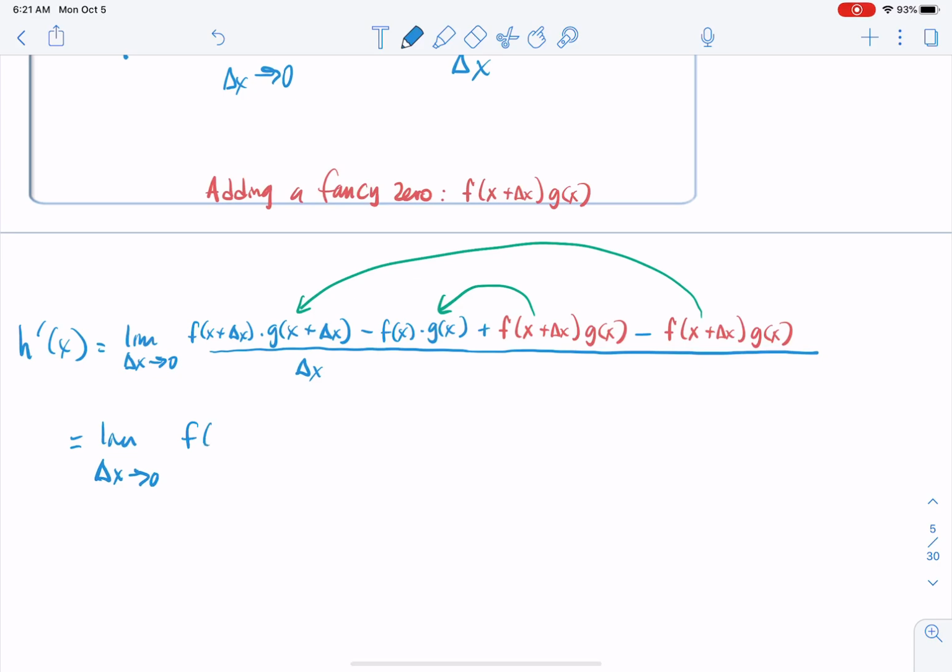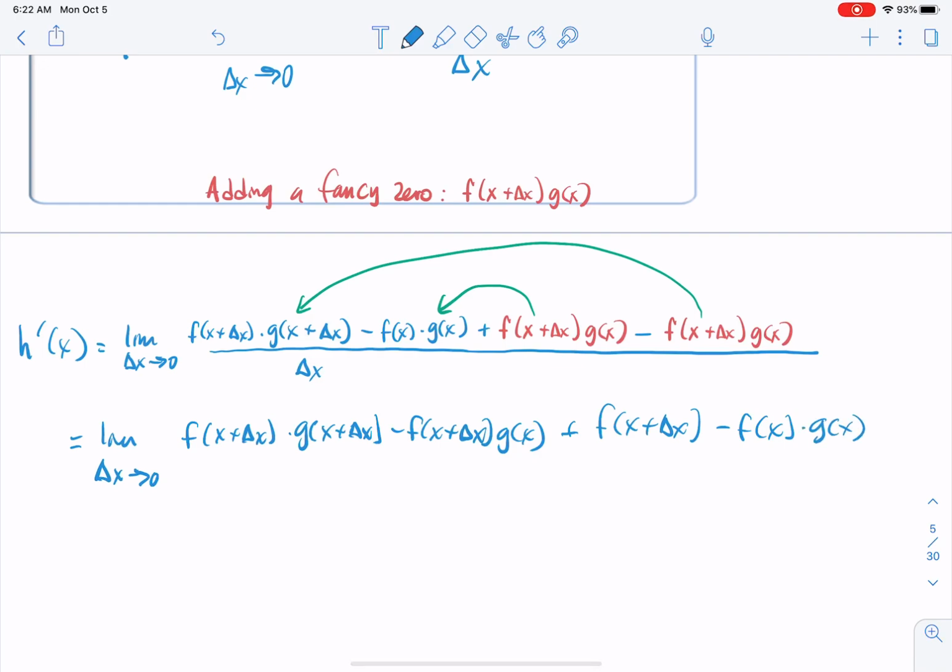All right, so I'm going to take the first one, f of x plus delta x times g of x plus delta x. Pair it up with the negative one, which is minus f of x plus delta x times g of x. And then I'm going to do the same thing with the two that are in the middle, but I want this positive and positive one, and then minus this one. So plus f of x plus delta x minus f of x times g of x.